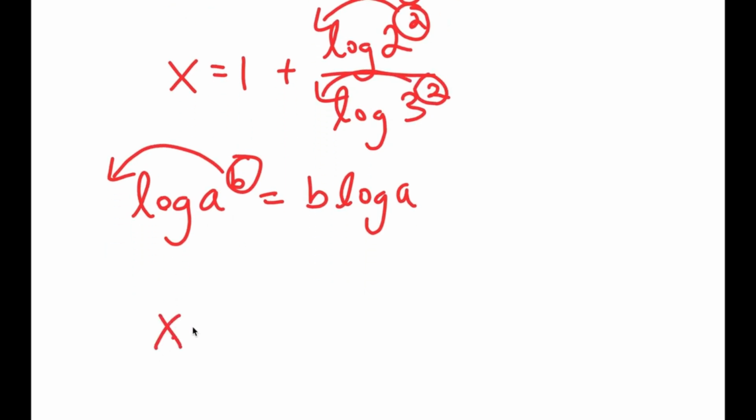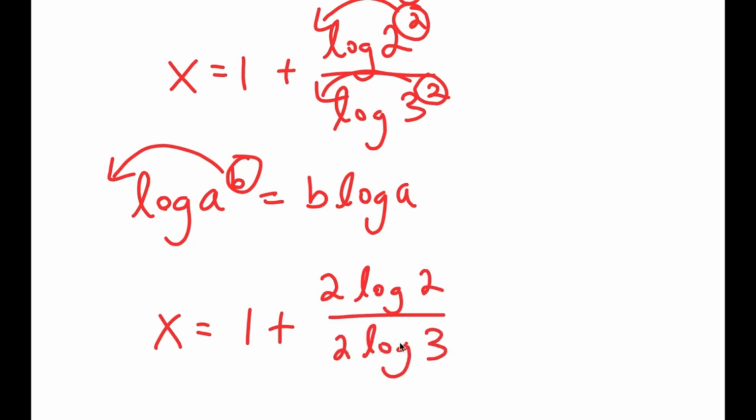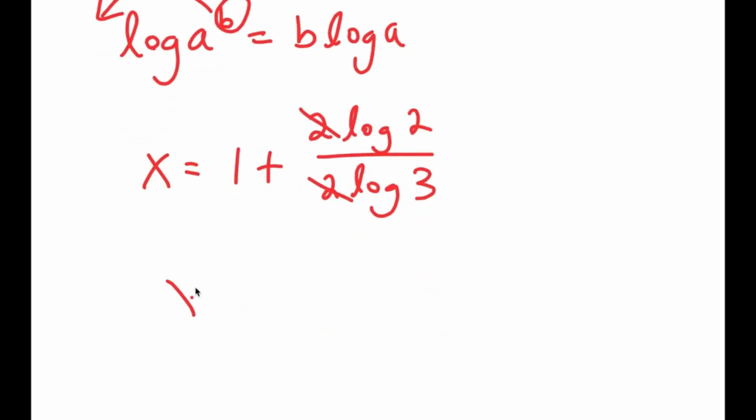So I get x is equal to 1 plus 2 times log 2 over 2 times log 3. And now I can cancel out these 2's. So I get x is equal to 1 plus log 2 over log 3.